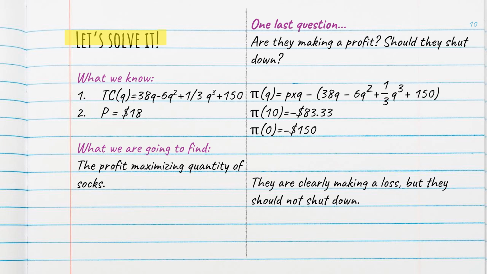If you want to think about it another way, you could say that by operating, they are covering all of their variable costs and a small amount of their fixed costs. And if they shut down, they would have to pay all of their fixed costs. So by continuing to operate, they're essentially minimizing their losses.